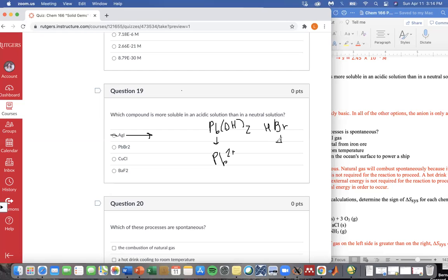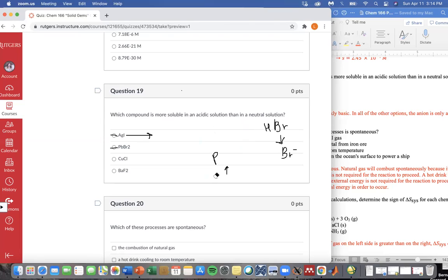HBr produces Br minus, which is just a spectator because HBr is a strong acid. And so this would make a neutral solution, and this makes an acidic solution, which would overall make an acidic solution. So for the common ion effect, it would be more soluble in a neutral solution than it would be in an acidic solution. So now we can rule out PbBr2.